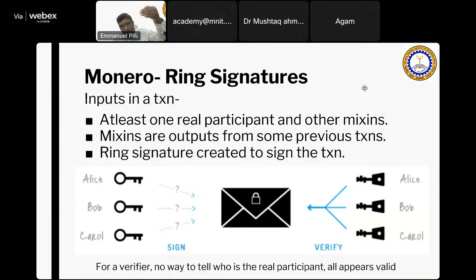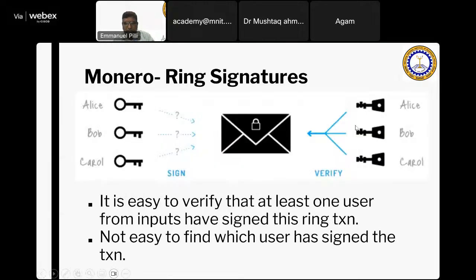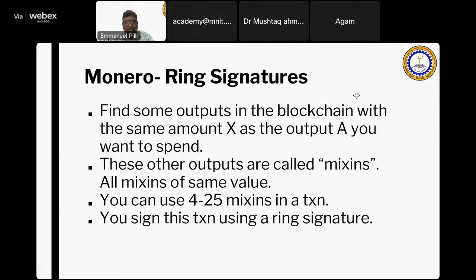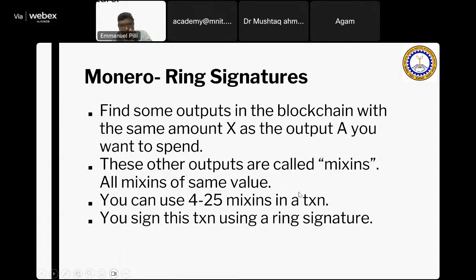So there are 4 people who have locked their inputs with the key, and then the message is transmitted on the other side. 3 public keys are used, and then you try to find some blocks on the blockchain with the same amount X as output A that you want to spend, and what you can do is bring it to where you want to spend. So that is something that you can try to understand, right? So find some outputs in the blockchain with the same amount X as the output A you want to spend.